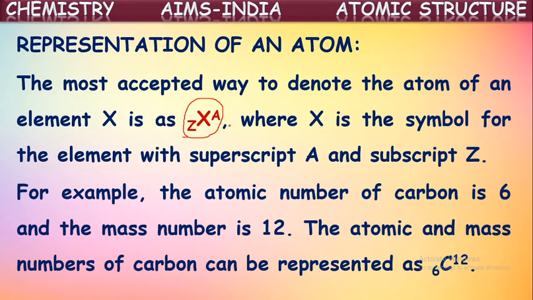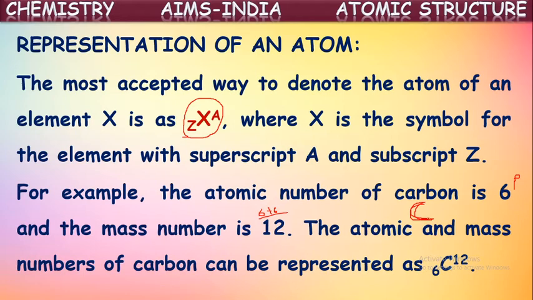For example, the atomic number of carbon is 6 and its mass number is 12. That means it has 6 protons and 6 neutrons in the nucleus. So the number of protons plus neutrons is its mass number. So its mass number is 12, and its atomic number is 6. And the symbol of carbon, as we know, is C.